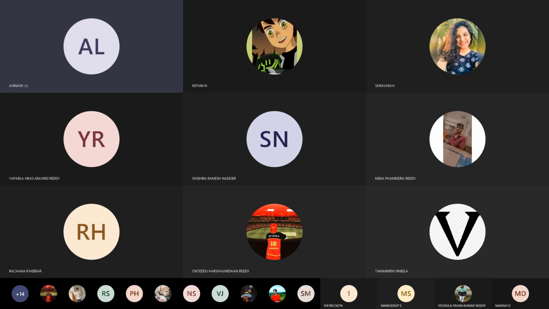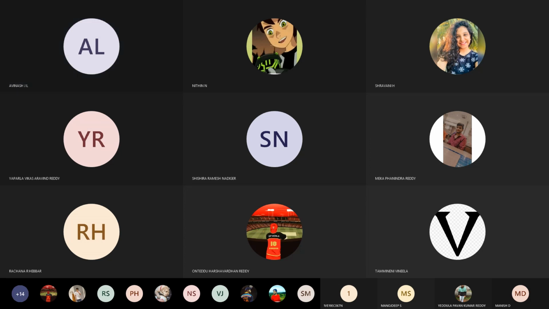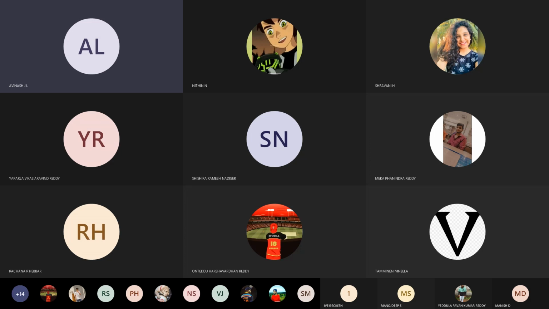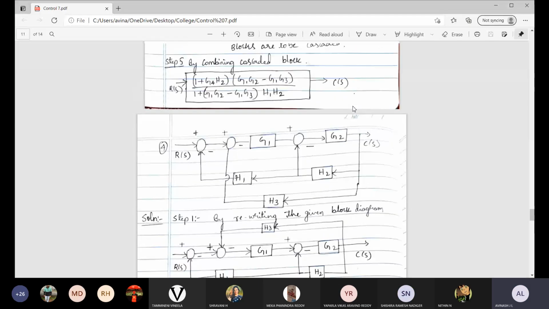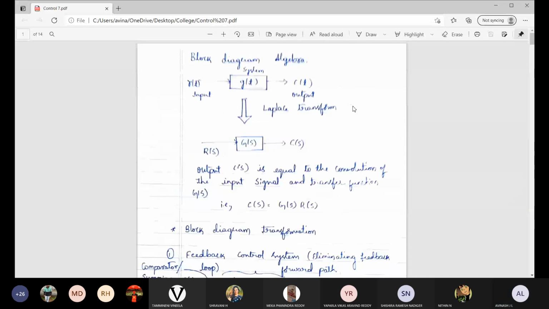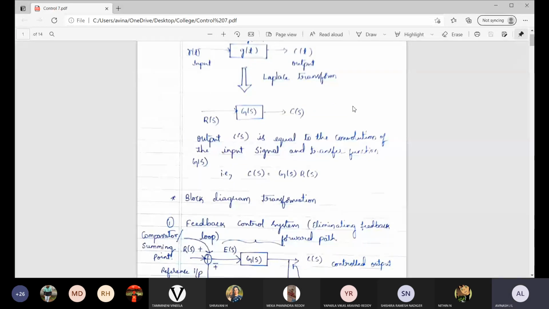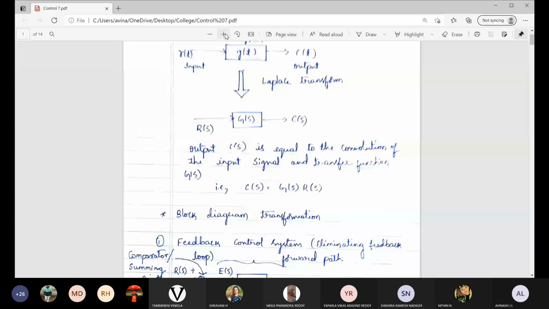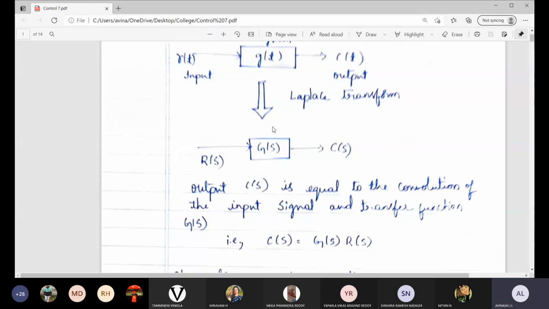So now I'll go through one of the PDFs and recall what we have discussed in the block diagram. Can you see the PDF? Okay, visible, I think so. Correct?